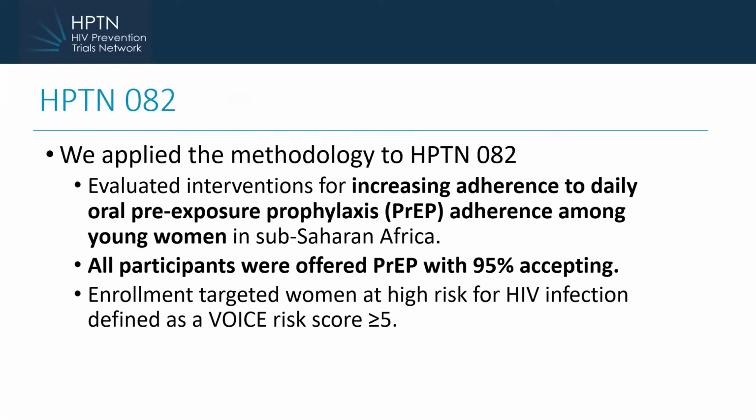We applied this methodology to HPTN-082, which evaluated interventions for improving adherence to pre-exposure prophylaxis, PrEP, in young African women. This study was a prime target for such an analysis, as all study participants were offered PrEP, with 95% accepting. Additionally, the study targeted women with a voice risk score of 5 or more, making the trial cohort at greater risk for HIV infection than the general population. Finally, the effectiveness of oral PrEP has not been demonstrated in this population in a randomized controlled trial.